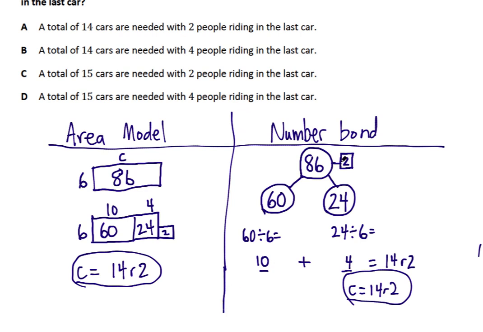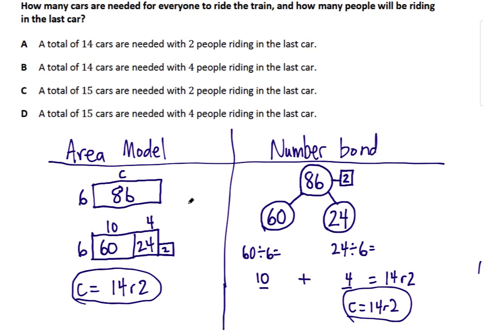So when you're doing your weekly review and it asks for a number bond, take a look at this. Take a look at how I did this number bond. Okay, and this is the area model. You can see how they are very closely related. Now let's go back and find our answer.